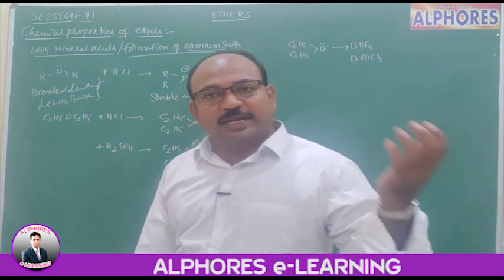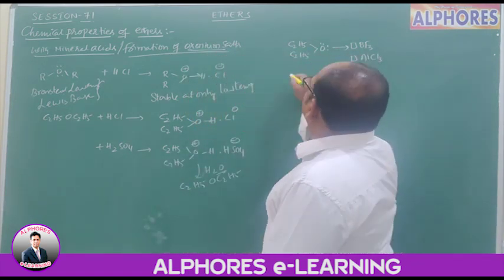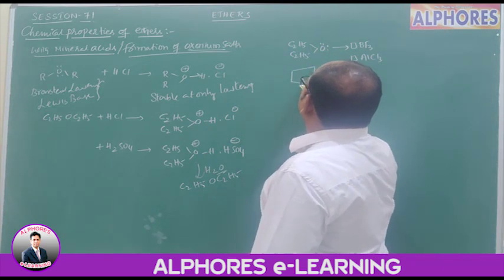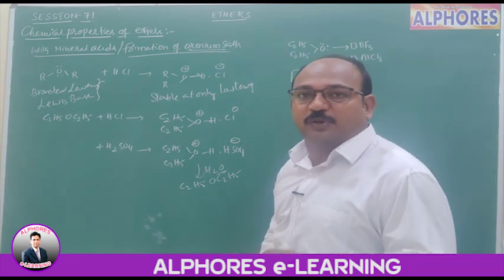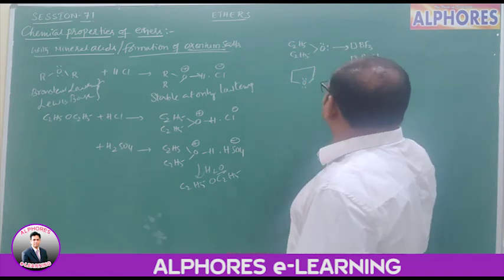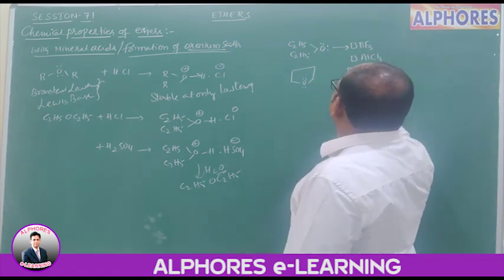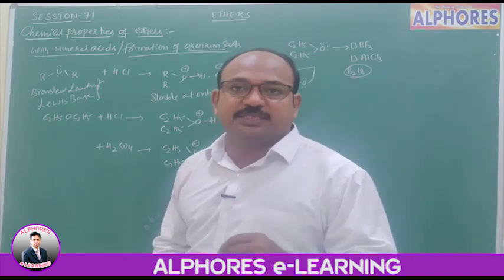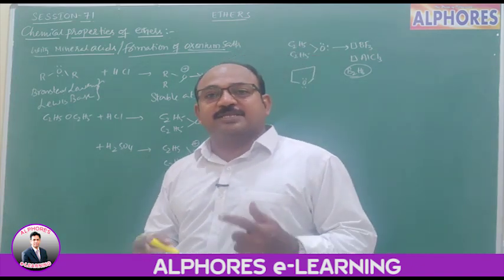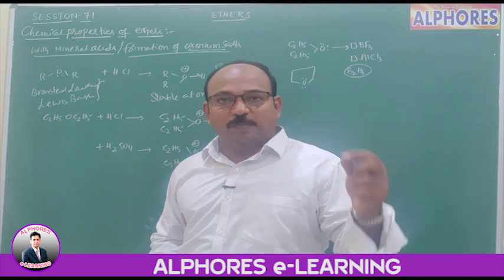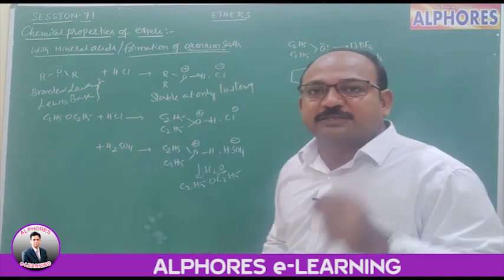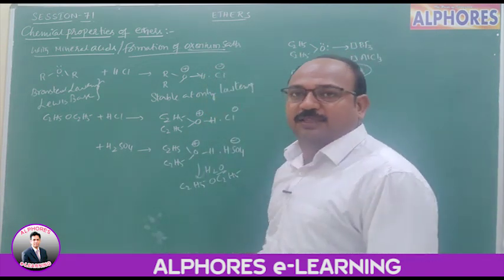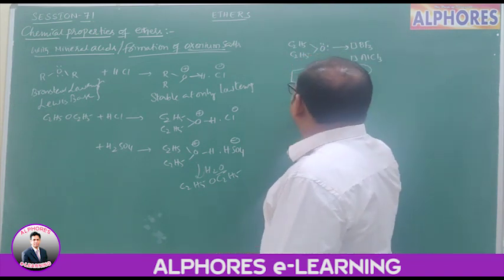Let us see, diethyl ether is able to form a coordinate bond with boron trifluoride BF3, AlCl3, all these are Lewis acids. So oxygen donates an electron pair into the vacant orbital of boron. That means it forms an adduct, ethers form adducts.